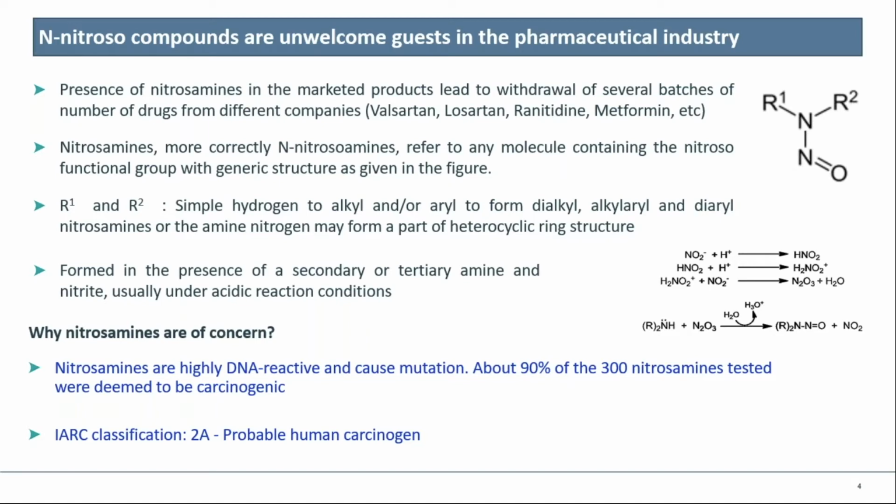Now, nitrosamines are highly DNA reactive. That means they cause mutation. They are potent mutagenic carcinogens. About 90% of the 300 nitrosamines tested were deemed to be carcinogenic, and therefore nitrosamines are associated with a high risk of cancer. And the International Agency for Research on Cancer has classified nitrosamines as probable human carcinogens, that's category 2A.